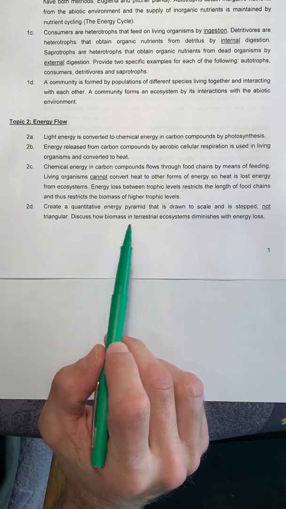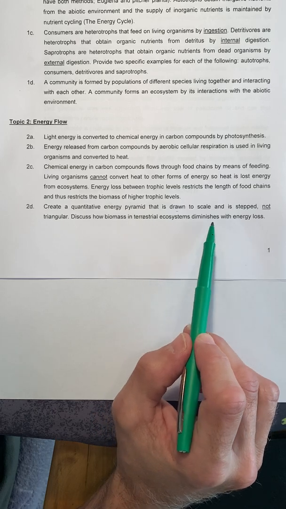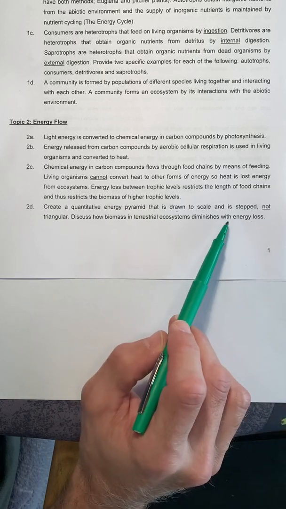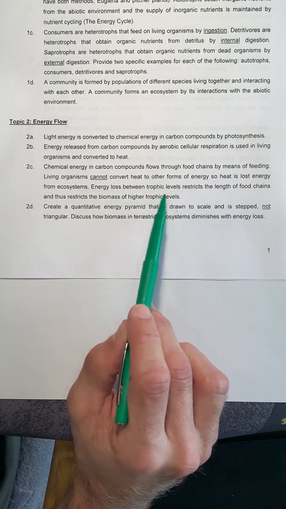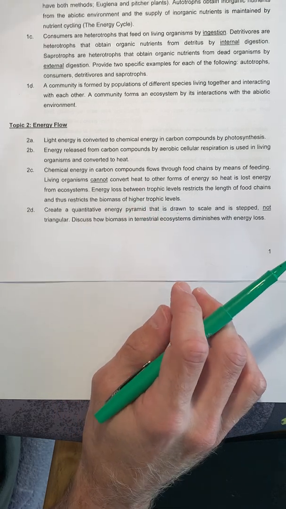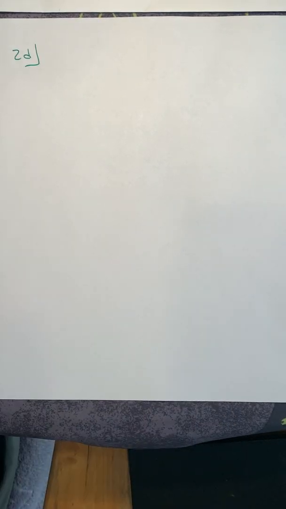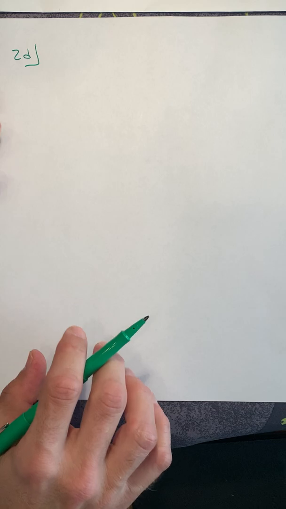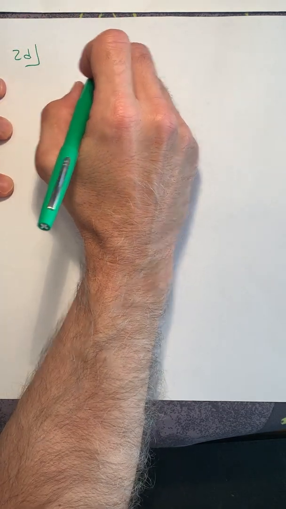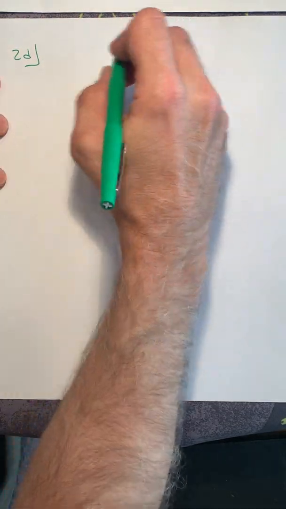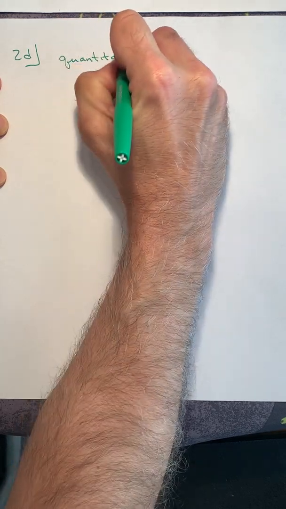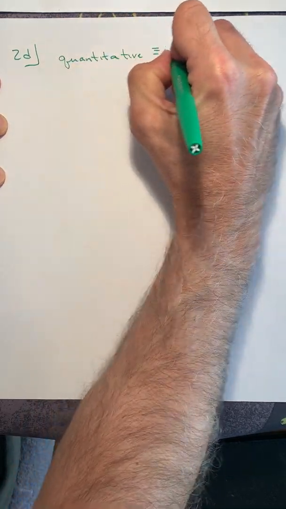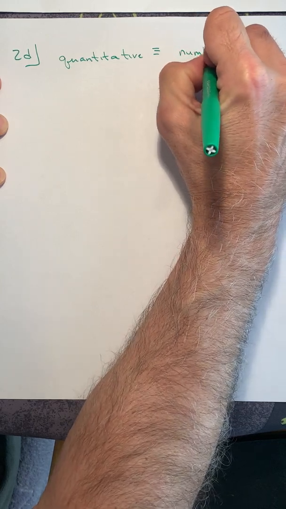So discuss how biomass in terrestrial ecosystems diminishes in energy loss. That's the same thing they ask us to address here. When IB mentions things multiple times, they're telling you that they think it's important. So you need to be sure to address why there's less biomass at the top than at the bottom of any food chain or food web. So again, quantitative. Whenever you hear quantitative, numbers.